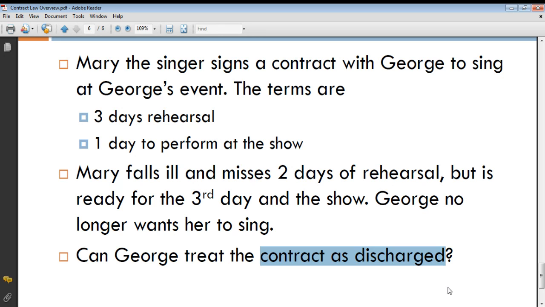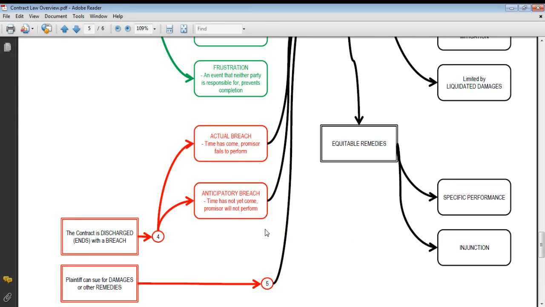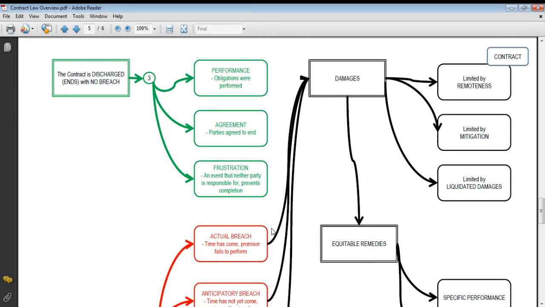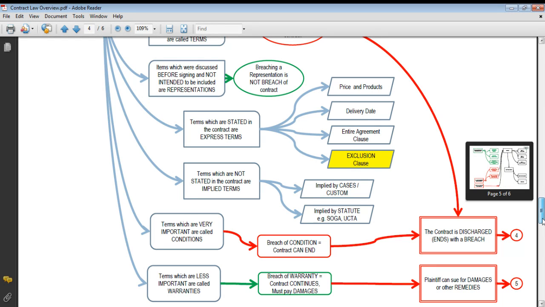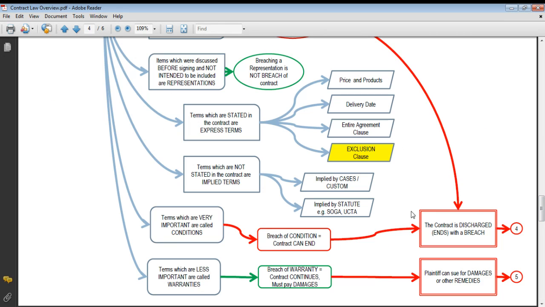When we look at this, we know we need to look at our notes and the areas of discharge. And when can a contract be discharged? There are 2 ways that contracts can be discharged that we know. With a breach or without a breach. And we know that some breach has happened, because it's not performance, it's not agreement, it's not frustration. There's actually a breach. The question is, is this breach serious enough for the contract to end?